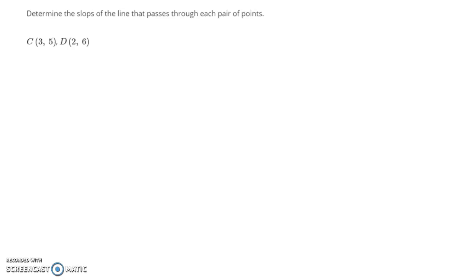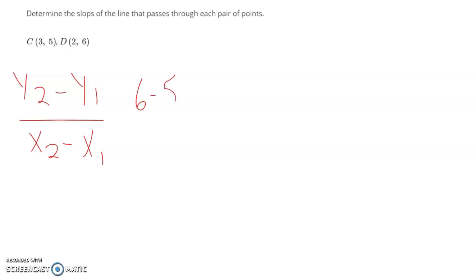Determine the slope of the line that passes through each pair of points. Formula, y2 minus y1 over x2 minus x1 is 6 minus 5 over 2 minus 3, which is 1 over negative 1, which is negative 1.